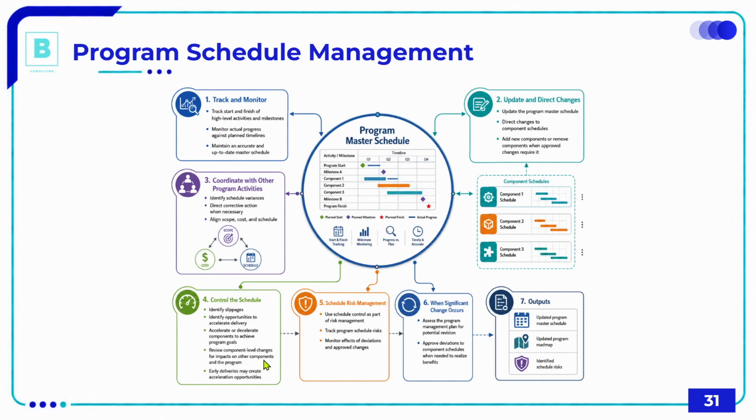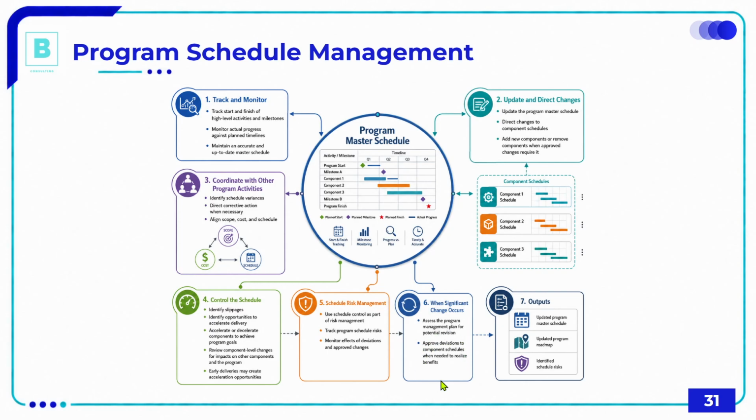Review the component level changes for any impacts on the other components, and make early deliveries in case that creates some opportunities. Also, risks related to schedule should be managed, in case of any risk of slippage or delays. And then, in case of any significant changes, the overall program plans should be revised. And in case of deviations, there should be some preventive actions taken.